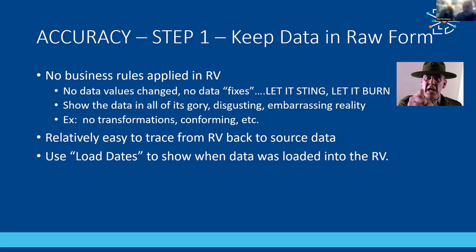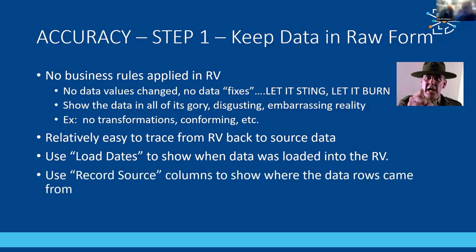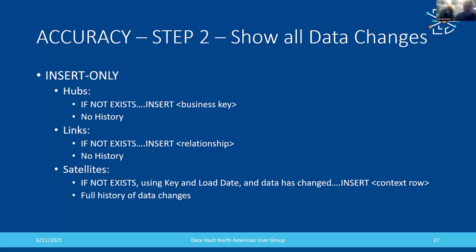In addition to this, we add some metadata. We add load dates, we add record source columns, which are going to tell us when the data was loaded into the raw vault and where it came from, right? So this is an extra added feature that data vault adds in order to make auditability easier. Step two of accuracy, you want to show all data changes. This one's a no-brainer, insert only. We know this already. Hubs, links, and sats, everything is insert only. We don't do updates. Why? Because an update will erase the prior state of the data it is updating. And we don't want to erase anything. We want to show every data change that was ever made, and obviously we don't want to delete anything either.